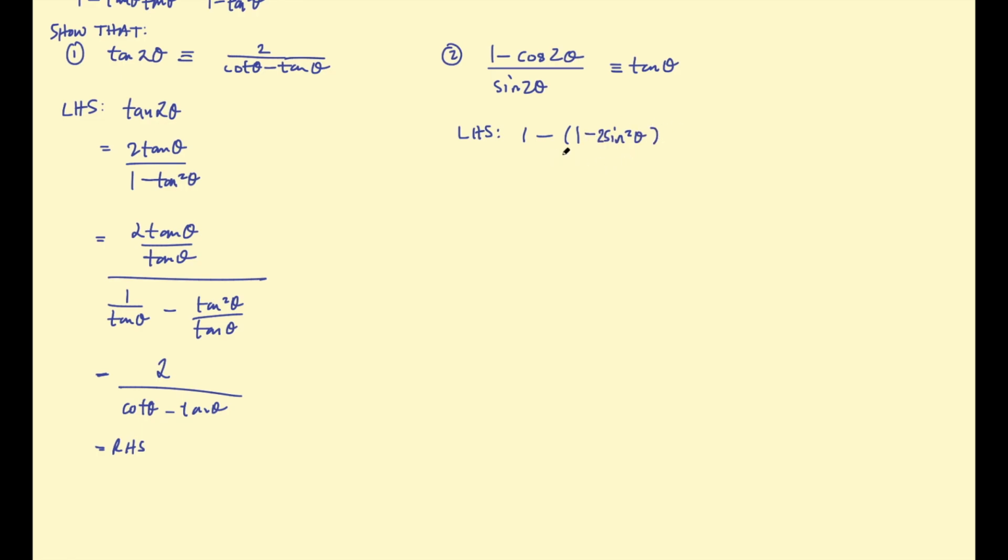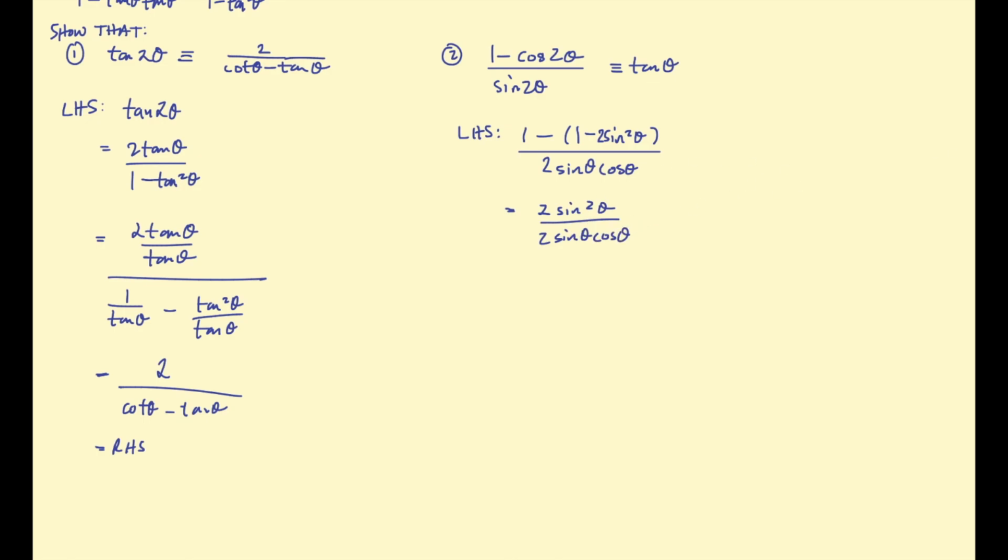That's 2 sine squared theta. And in the denominator, also use that identity for sine 2 theta, which was 2 sine theta cosine theta. Expand these brackets out. 1 take 1 is 0. Negative negative 2 sine squared theta is just 2 sine squared theta on 2 sine theta cosine theta.